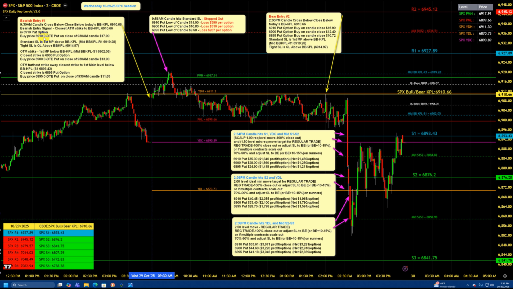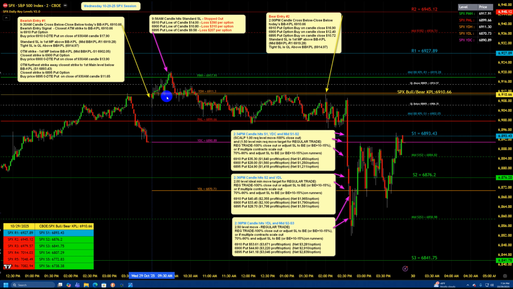So the buy price on the at the money 6910 0DTE put was $17.90. The first out of the money strike is the 6900 put option. The price on the close of this candle was $13.90. The furthest out of the money strike was the 6895 put option, and the buy price on the close of that candle was $11.65. Now remember, this is an FOMC day, FOMC interest rate decision day.